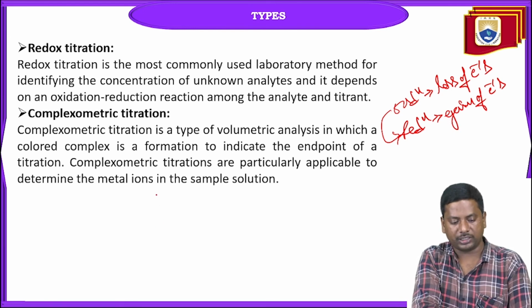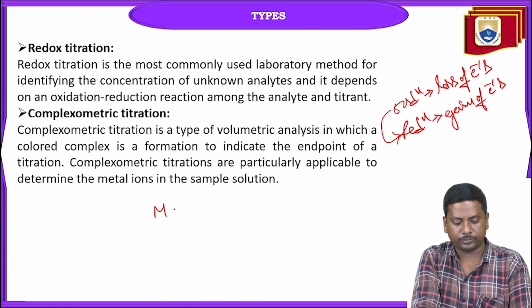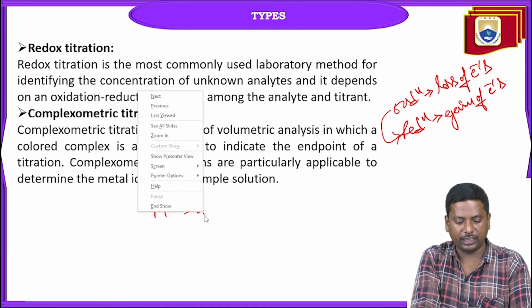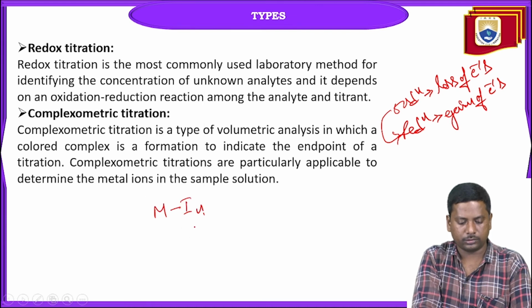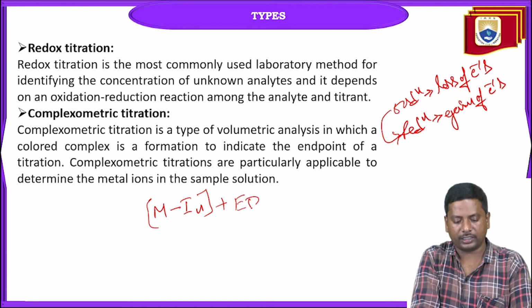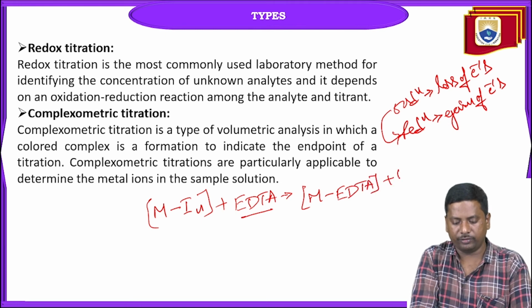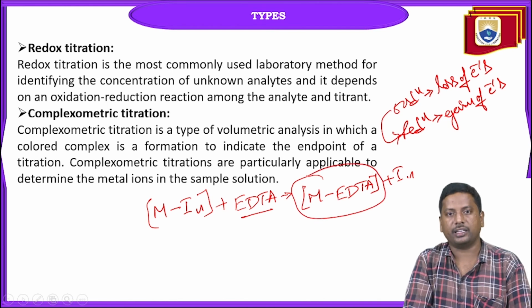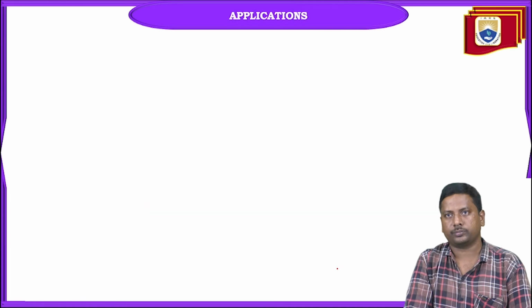So mainly in the complexometric titration, the principle is that the metal ion initially reacts with the indicator to give a complex, and that reacts with the EDTA solution. This EDTA solution will replace the indicator from the metal ion. The metal-EDTA complex is formed with the release of the free indicator. With the help of this metal-EDTA complex, we can determine the concentration of metallic ions present in the solution. This is also possible by using conductometric titrations.